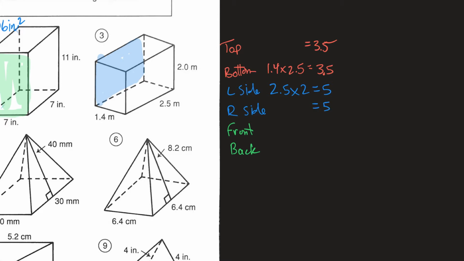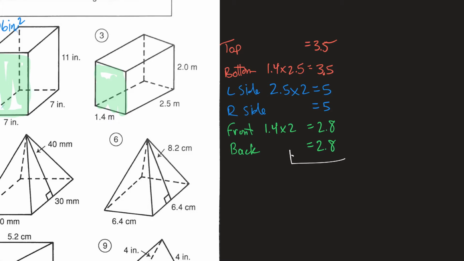Now the front and the back. I need to erase. Front and back. Do this. So the front is this area here, which is 1.4 times 2, right? I'll write that down. 1.4 times 2. Oh, I know that's 2.8. And the back is going to have the same area. So that's also going to be 2.8.